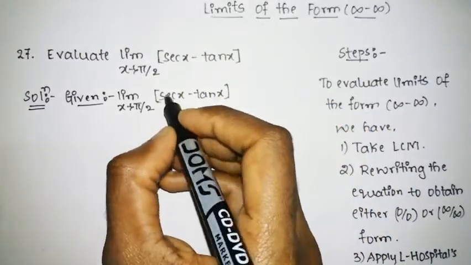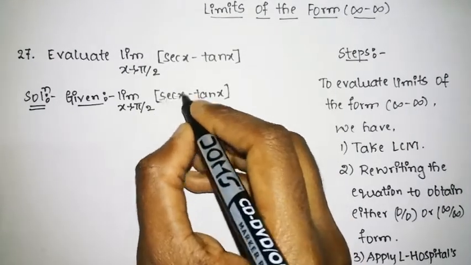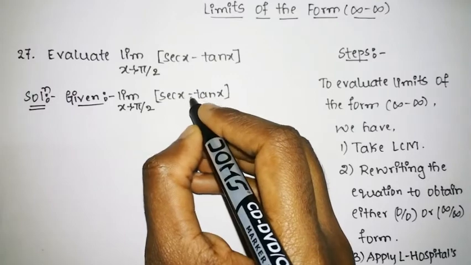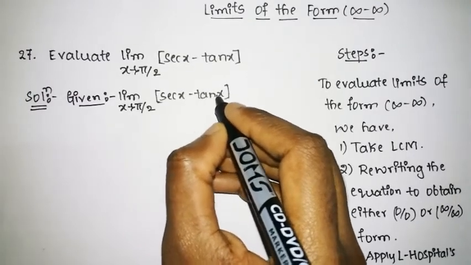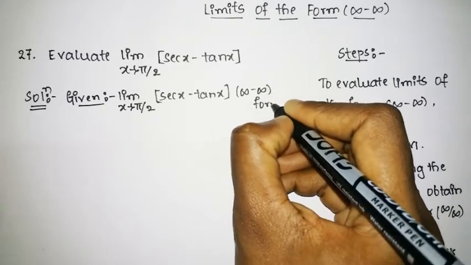Now directly check by substituting the limit as x tends to pi by 2. We know that sec pi by 2, that is sec 90, is nothing but infinity. Similarly tan 90 is nothing but infinity. Therefore it is of the form infinity minus infinity.